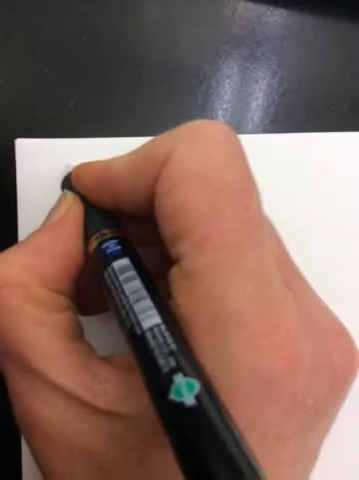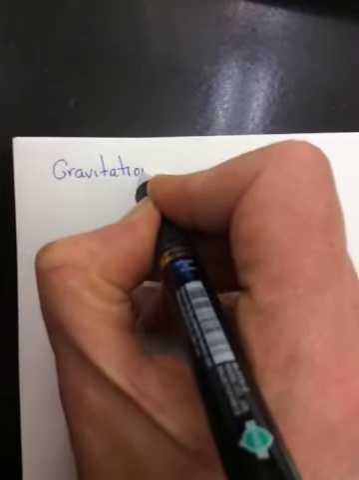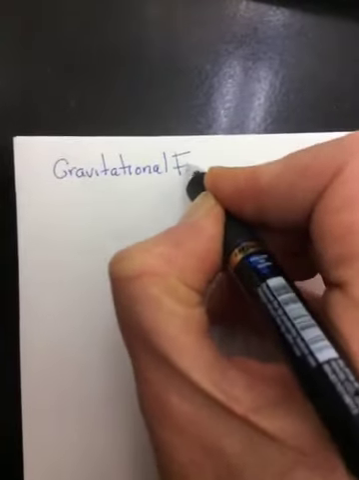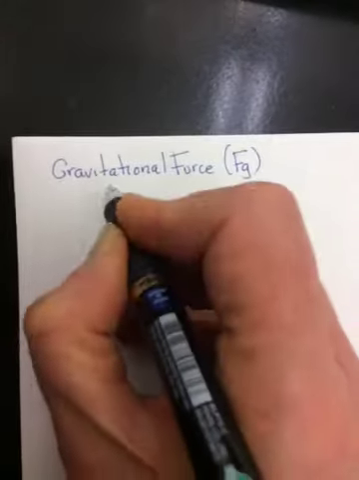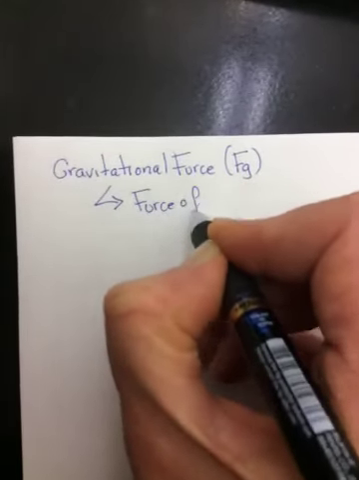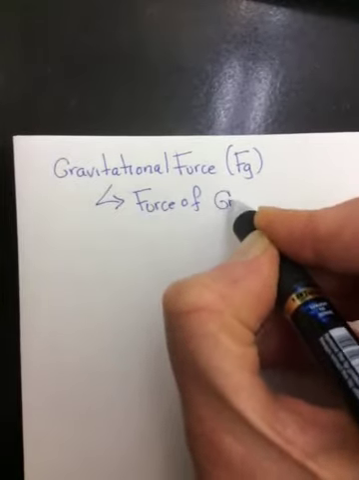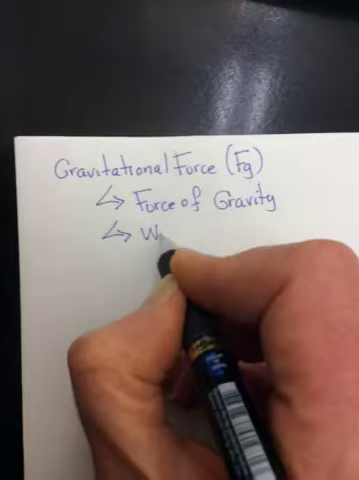Okay, I had said there were three forces that I wanted to review with you. Three forces that we used a lot in grade 11 physics, and I need to make sure you remember them in grade 12 physics. We already talked about the gravitational force, Fg. Remember, all forces are a capital F with a subscript. Gravitational force is also called the force of gravity, and it's also called the weight.